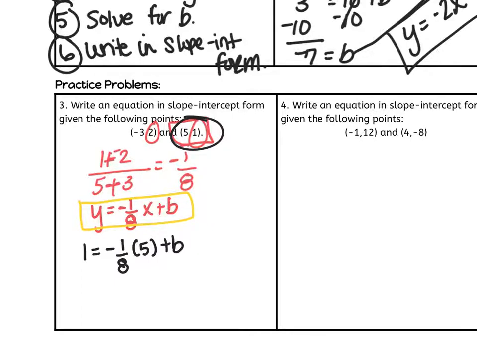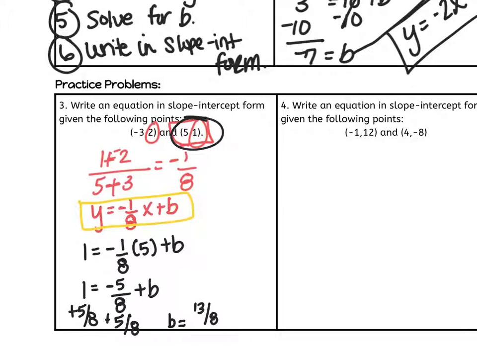I'm then going to do my math. When I do my math, this gets really ugly because -1/8 times 5 is actually going to be -5/8, which is okay. You have a calculator. It's not that big of a deal. You're going to add 5/8 to the other side of your equation. Again, use your brain, use your calculator. But you should end up with your b value being 13/8.